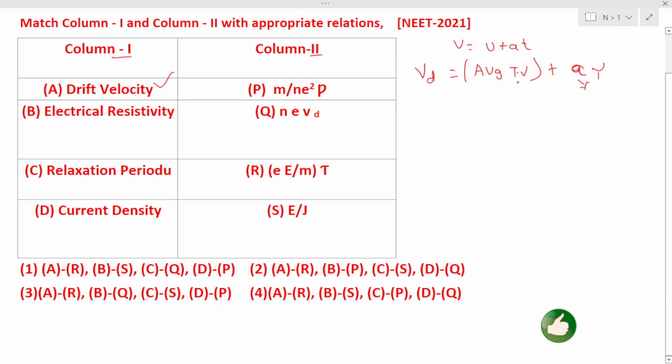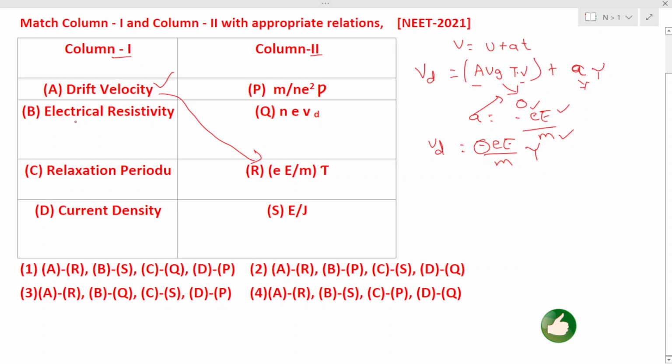The average thermal velocity will be 0, and the formula for acceleration is A is equal to minus eE by m, where e is the charge of the electron, capital E is the intensity of the electric field, and m is the mass of the electron. Now if I substitute this, drift velocity Vd is equal to minus eE by m into tau. If you neglect the negative sign, drift velocity can be written as eE by m into tau.